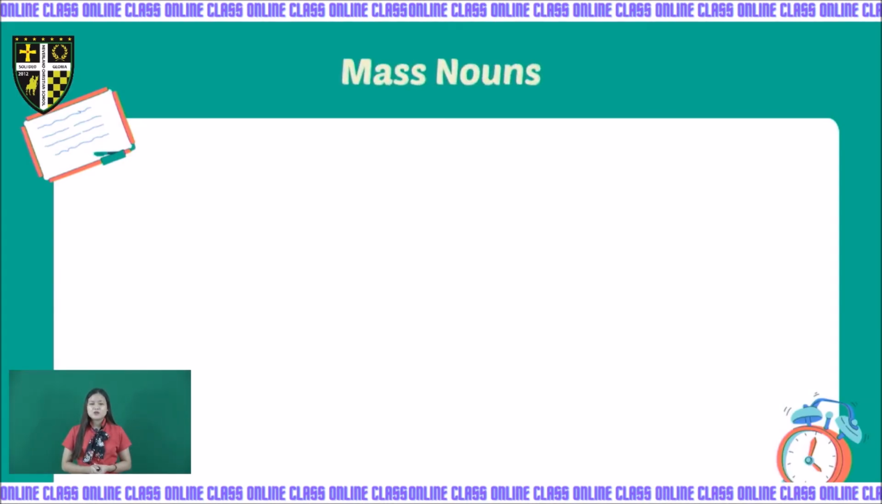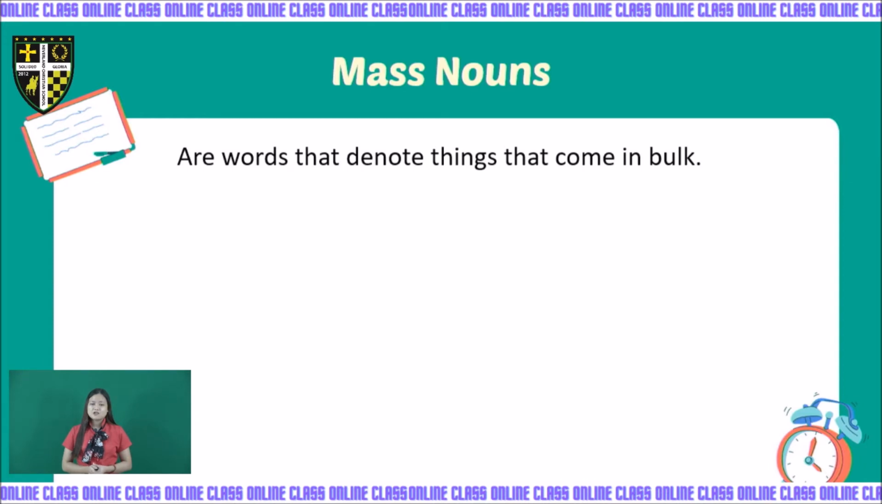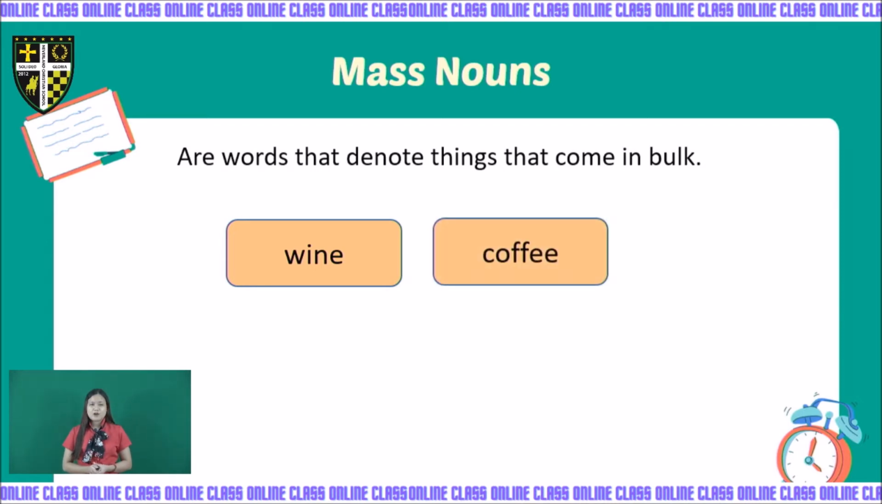Next, we will move to mass nouns. So what are mass nouns, class? Mass nouns are words that denote things that come in bulk. For example, wine. Can you count the wine individually? Of course not, right? Because wine comes in bulk. Next one, we have coffee. Can you count the coffee individually?